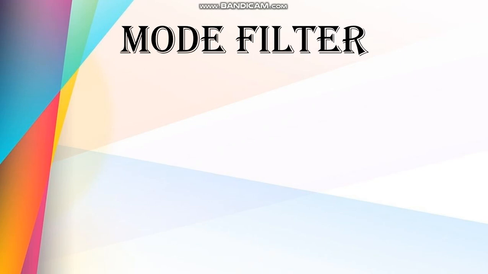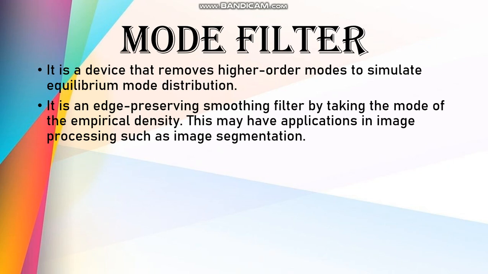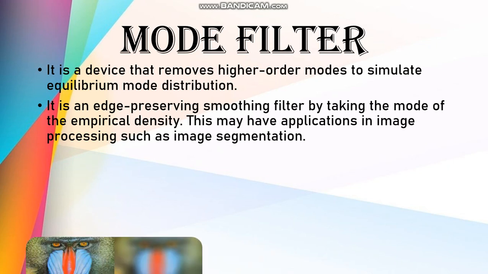Next is mode filter. It is a device that removes higher order modes to simulate equilibrium mode distribution. It is an edge-preserving smoothing filter that takes the mode of the empirical density. This may have applications in image processing, such as segmentation.